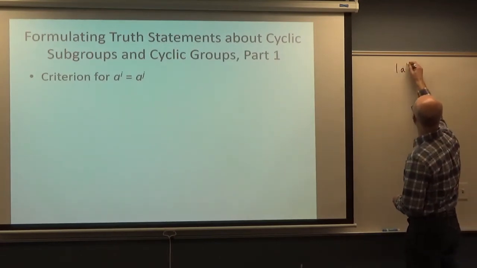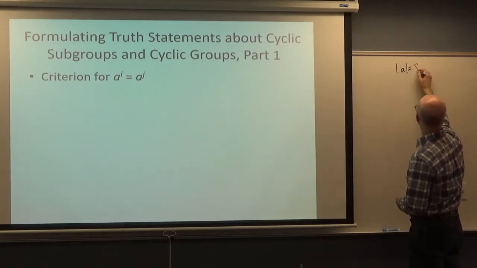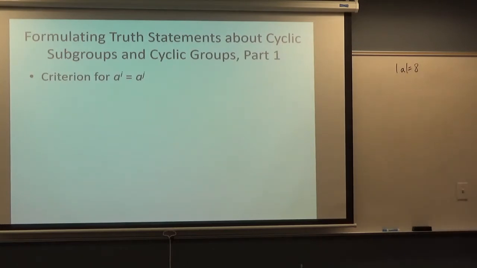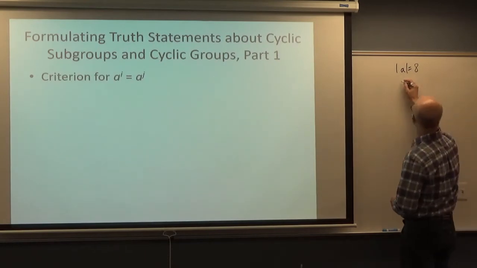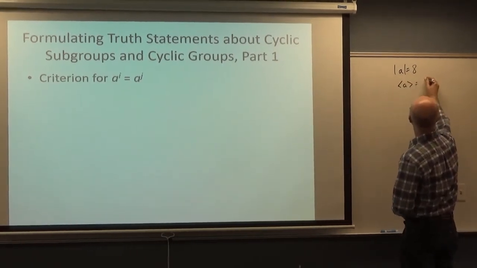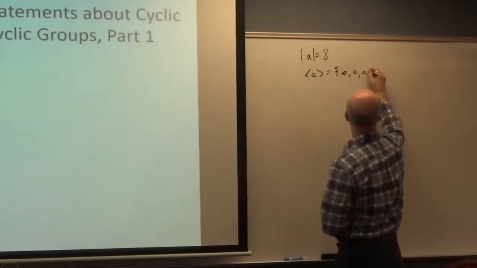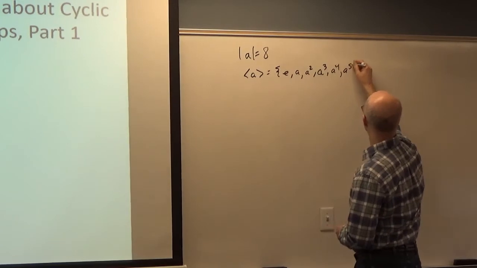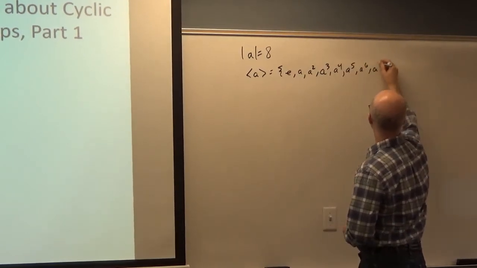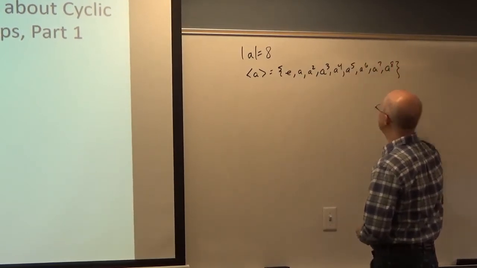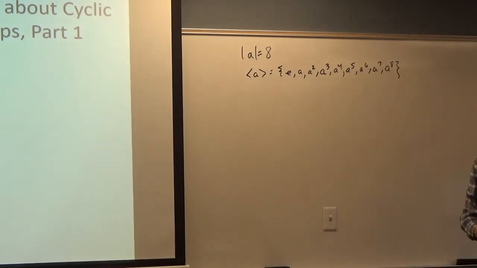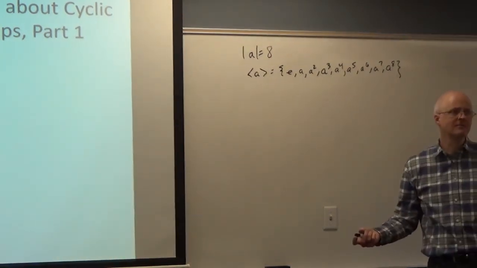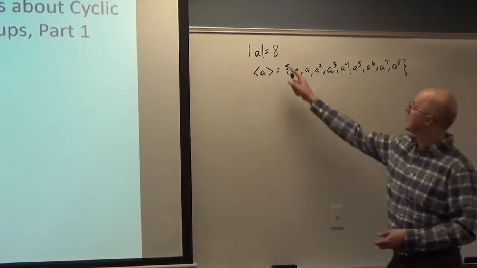Let's think about this in the context where we've got a cyclic group generated by an element that's got order 8. So as a set, you get this. And we've already seen that in doing calculations to figure out the cyclic subgroups generated by other elements, we've had to mod the powers by the order of the element.